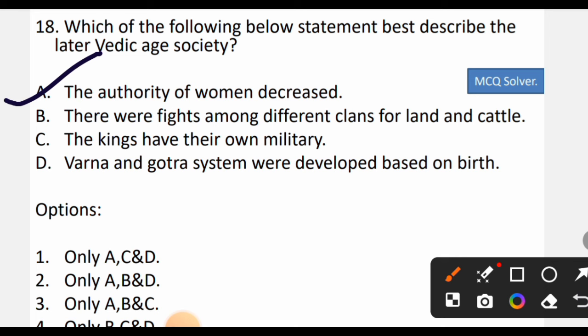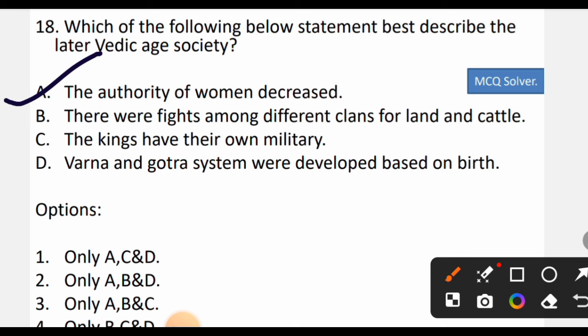During the later Vedic age, women were not allowed to go for education, and they were constrained, bound to work for their family only, to look after their family only. So A is correct, that the authority of women decreased. They were not participating in Sabha, Samiti and other systems. So A is the correct option.